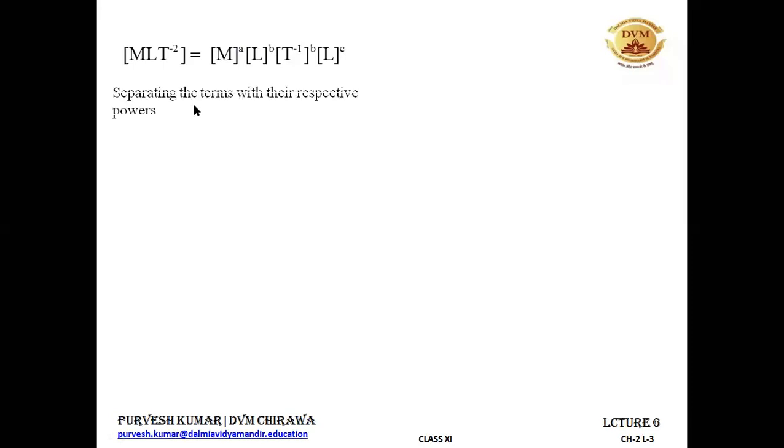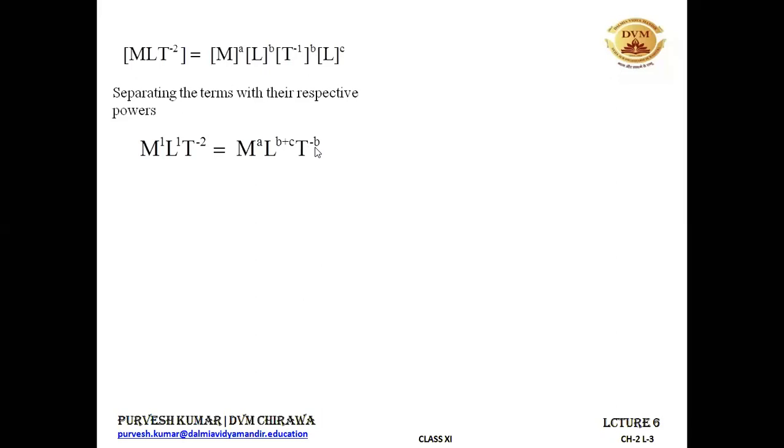So writing it in this manner, separating the terms with their respective powers, I can write it like this. In the left hand side, M is having power 1, L is also having power 1, and T is having power minus 2. Towards the right hand side, M is having power a, L is having power b plus c. Why so? Because we are having two terms of L. One is having power b and the other one is having power c. When the coefficients are same and the powers are different, the powers get added up. So I've written L to the power b plus c, and T was having power minus b. Why so? Because minus 1 multiplied by this b becomes T to the power minus b.